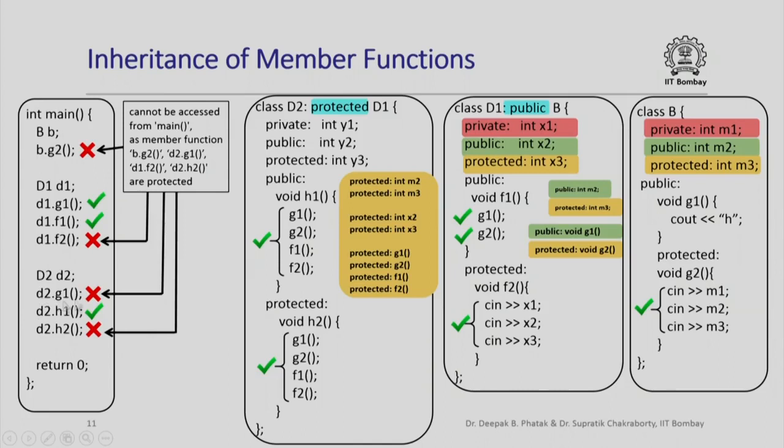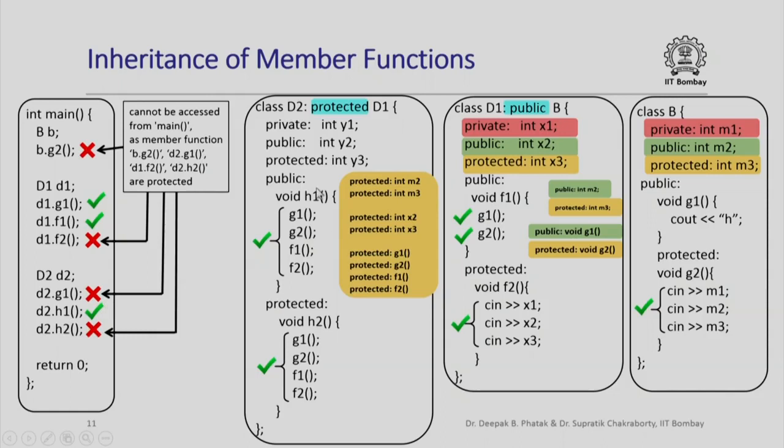Can I access d2 dot g1? G1 is a protected member function of the class D2. Why is it a protected member function? Because G1 is actually inherited from D1 and in D1 the accessibility specification of G1 was public, but this mode of derivation was protected. So protected and public together makes it protected here. So since G1 is accessible in D2 as a protected member function, it can only be accessed in classes derived from D2, it cannot be accessed from the main function.